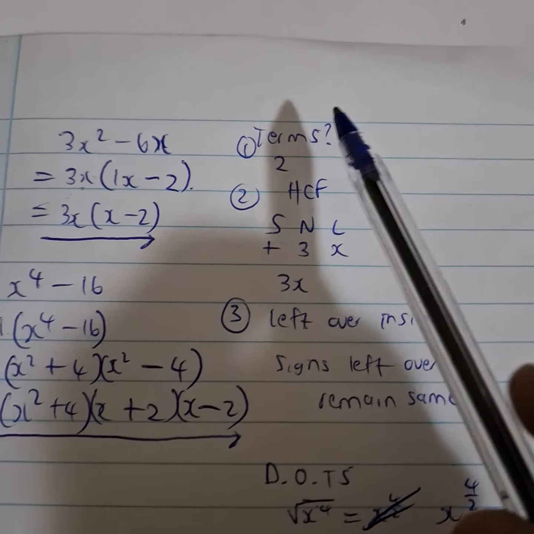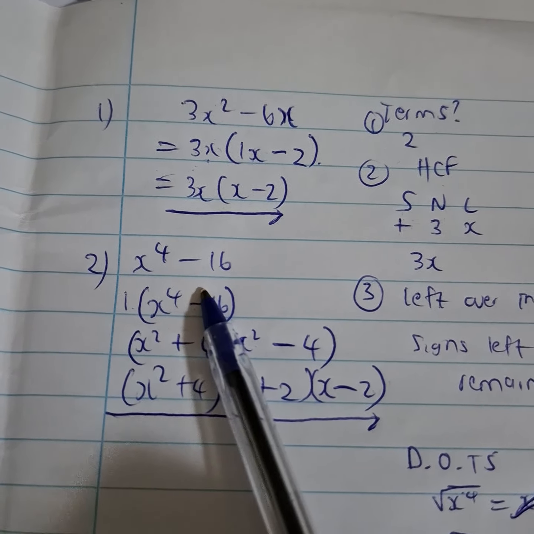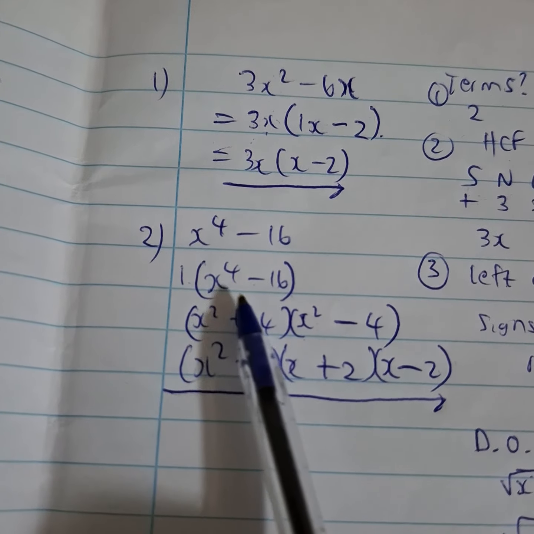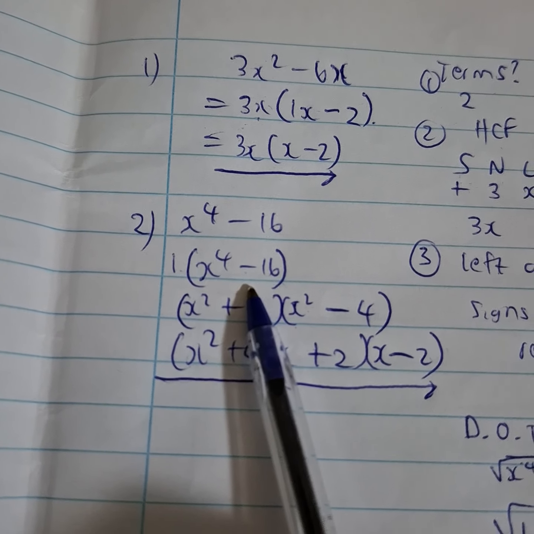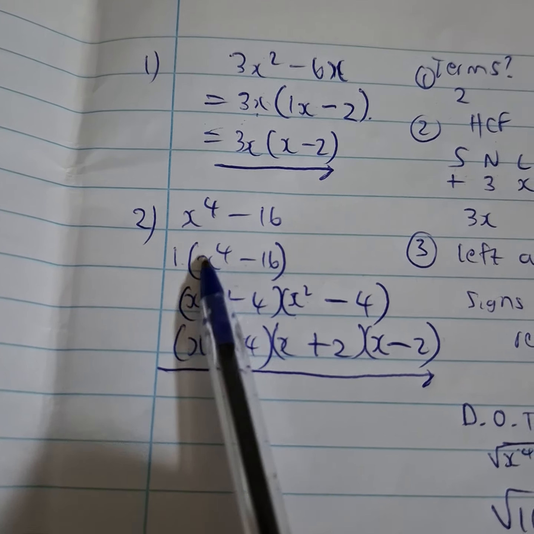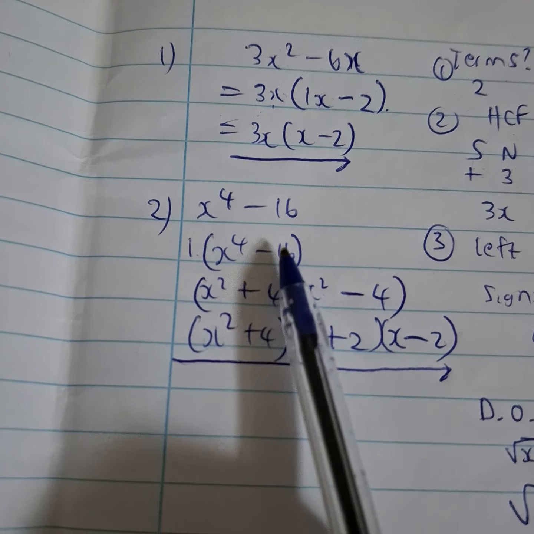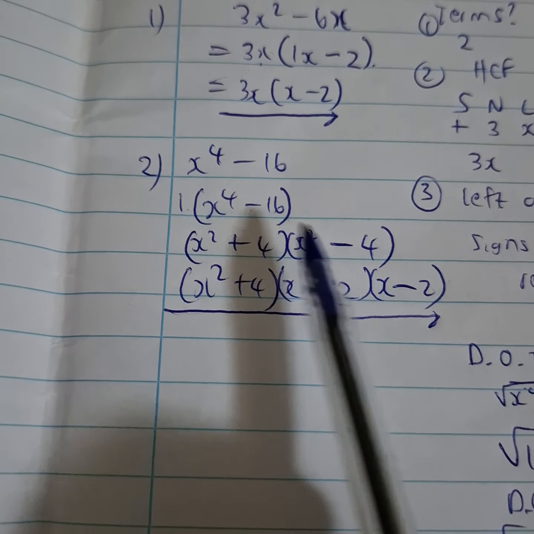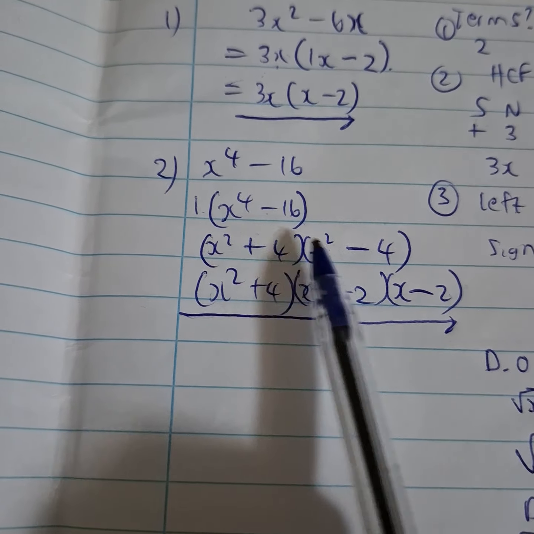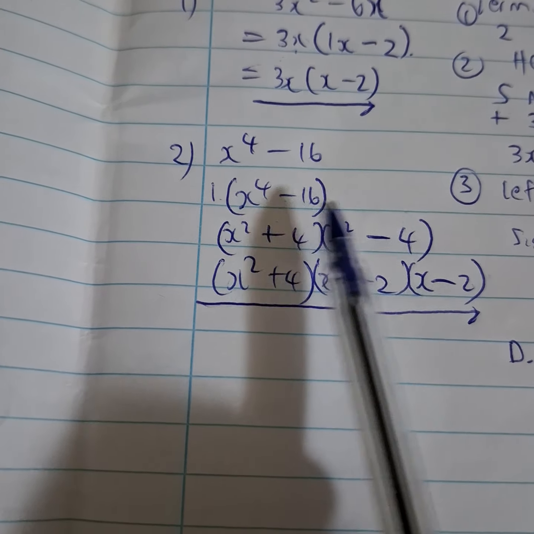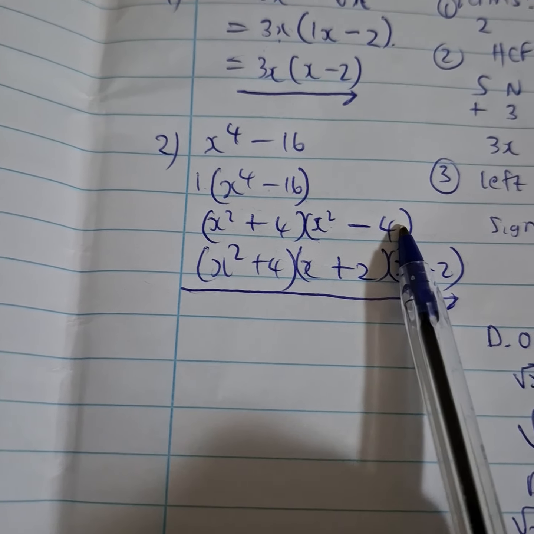So guys, these questions: how many terms in the expression? 2. Is there a highest common factor? Taking out the highest common factor, having left whatever is left over inside the bracket, then asking again, can we factorize further with what's inside the bracket? Yes, difference of two squares. We factorize difference of two squares. We square root the first term, we get x squared. We square root the last term, we get 4 and 4. We write two different signs, plus and minus.